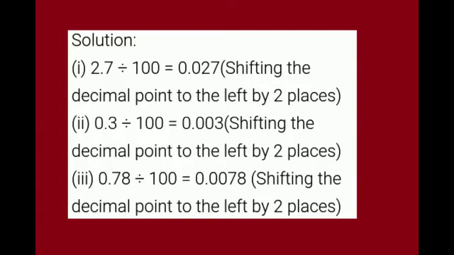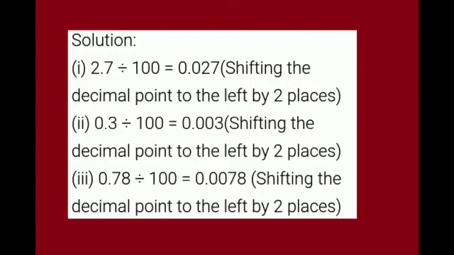So first subdivision, 2.7 divided by 100. So in 2.7, we have to shift the decimal point 2 places to the left. On the left of the decimal point, since there is only one digit, that is 2, but we have to shift 2 places, we can include zeros. By including zeros and shifting the decimal point 2 places, we finally got the answer 0.027.